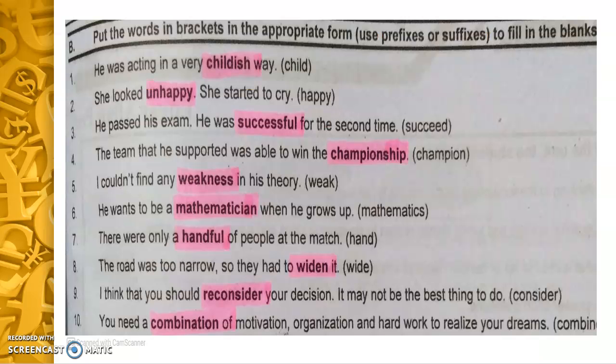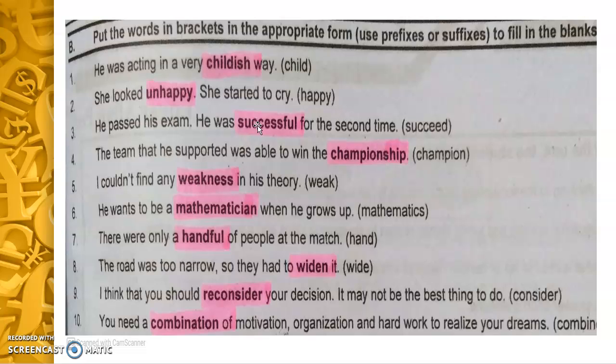So in your exercise, most of the words are either nouns or adjectives. The way to tell whether it's an adjective or not is to see whether it comes before a noun. So for example, here, he was acting in a very childish way. Way is a noun, and so childish becomes your adjective. She looked unhappy. She started to cry. So here we have used the prefix un to change this word.